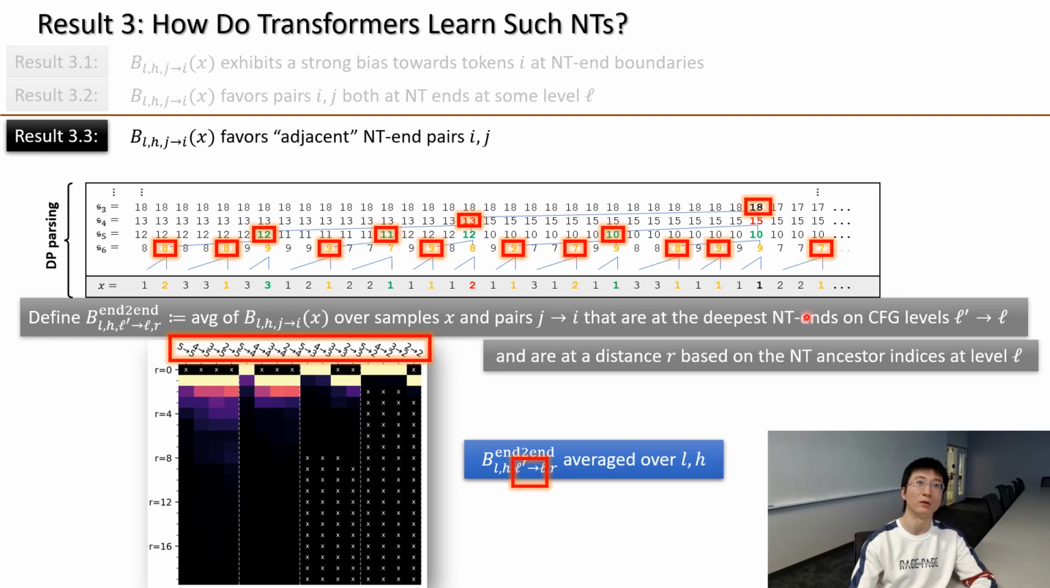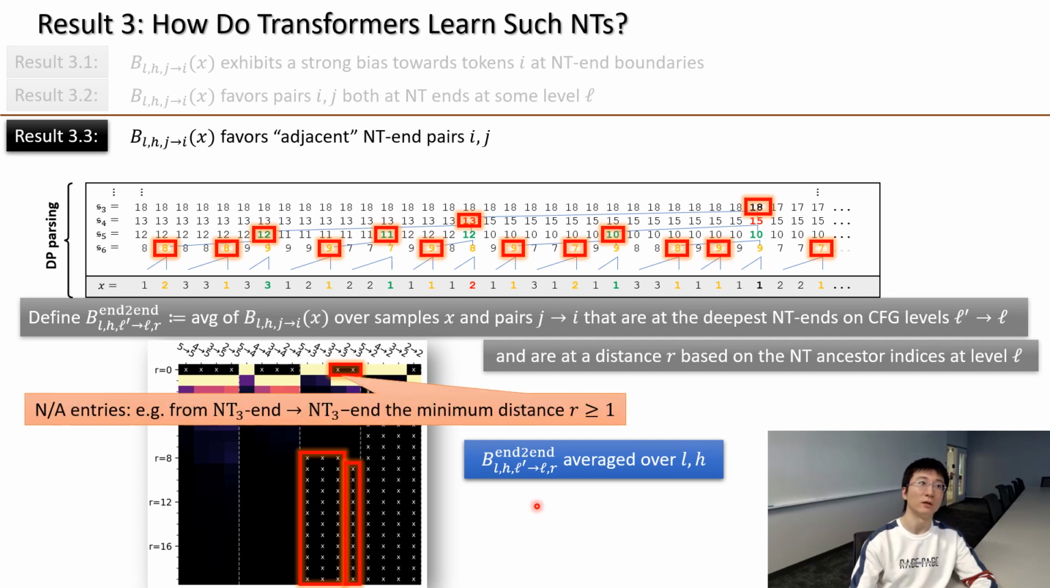Remember, we consider the NT-ends from level L prime to level L, right? So this is what the columns represent. The rows represent the distance that I just defined. And we can pictorially look at how large the b values are averaged over the layers and the heads. So first notice that there are some empty cells. Those are the cells that do not have any value.